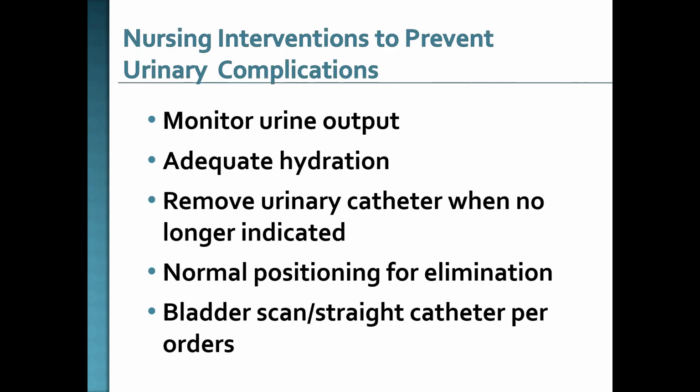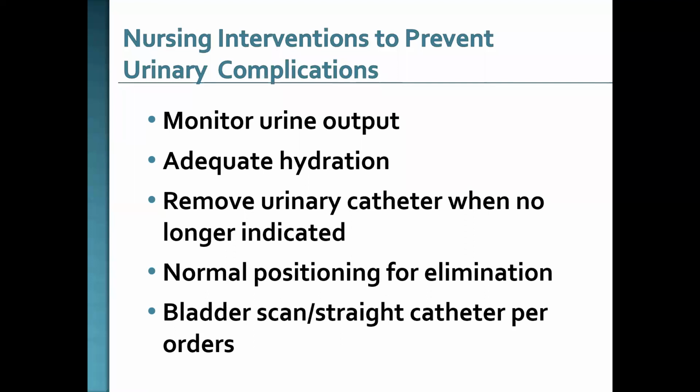If not, remove the Foley as soon as possible to prevent catheter-associated urinary tract infections, and assess the patient's ability to initiate voiding. If able, place the patient in a normal position for voiding. For males, this may mean standing and or sitting on a commode versus the bedpan to pass urine, providing privacy, running water, offering water to the patient to drink, pouring warm water over the perineum. These all help with voiding.